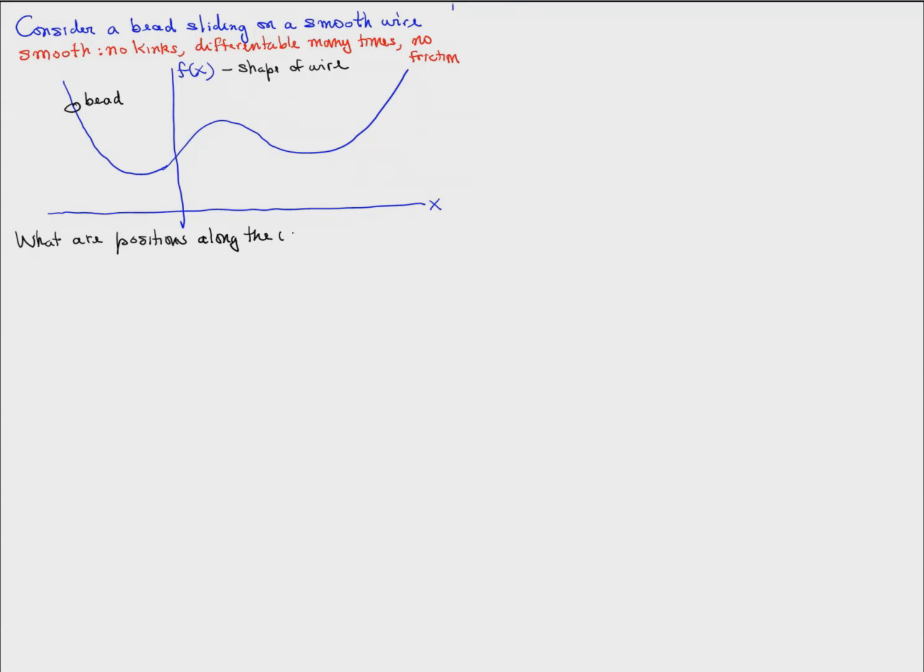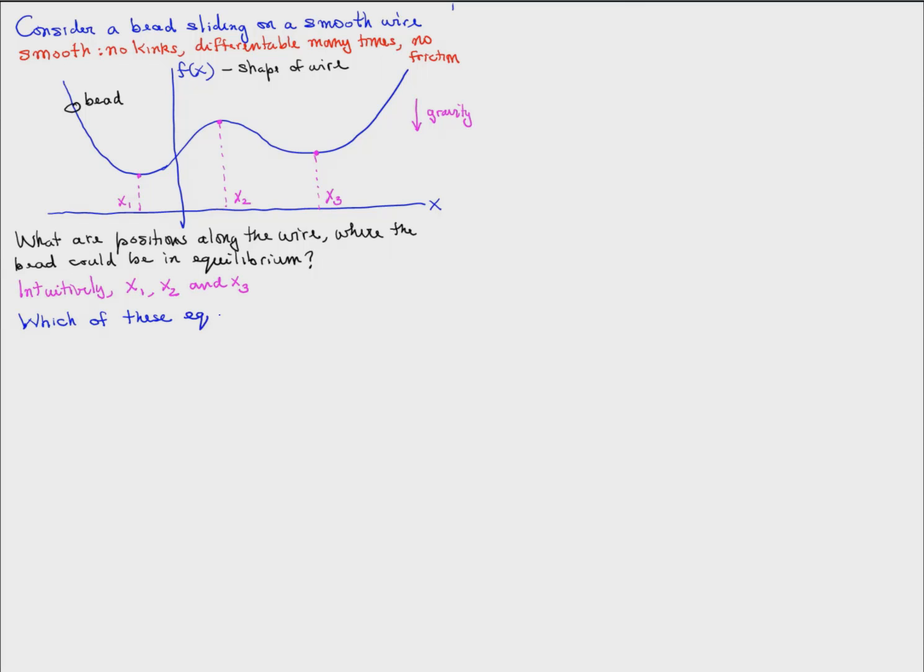What are the positions along the wire where the bead could be in equilibrium? Just thinking about it intuitively, we can imagine that the bead could be in equilibrium in one of these three positions, x1, x2, and x3. Which of these equilibrium positions is stable, we think? Just based on intuition, we would think that the positions x1 and x3 are stable, and the position x2 is unstable.